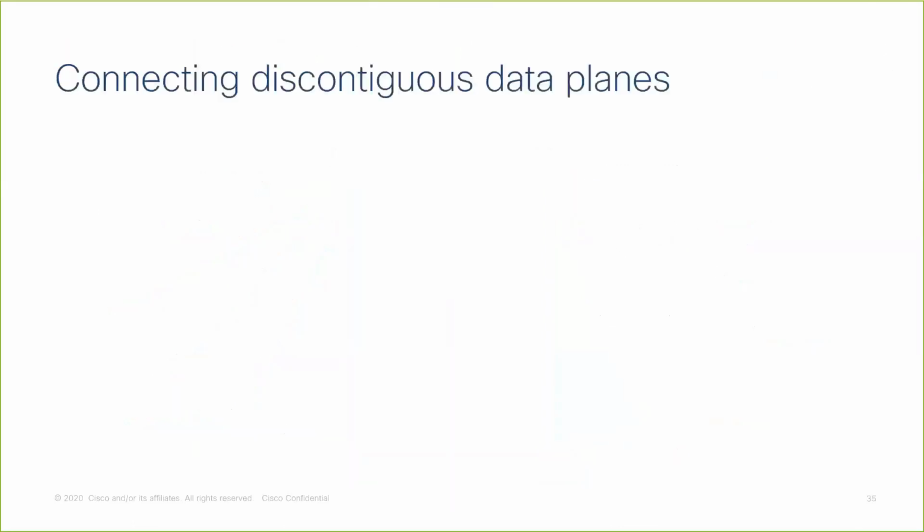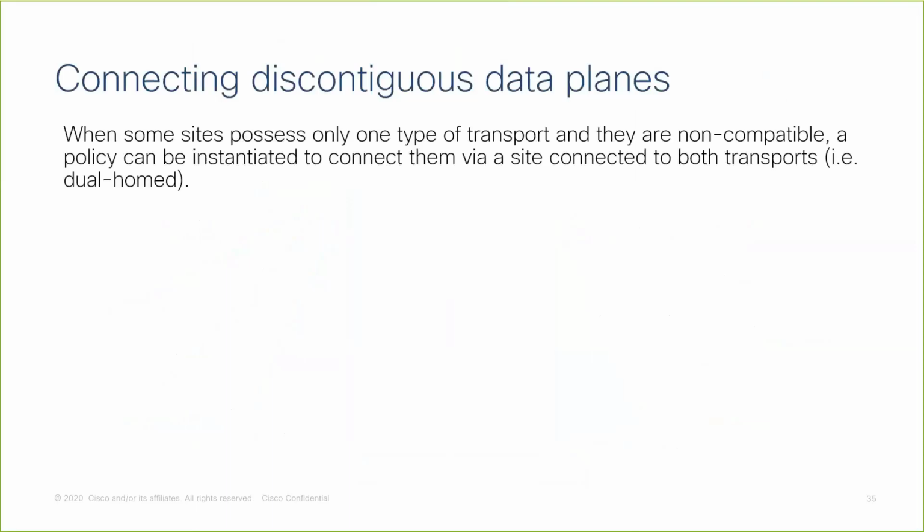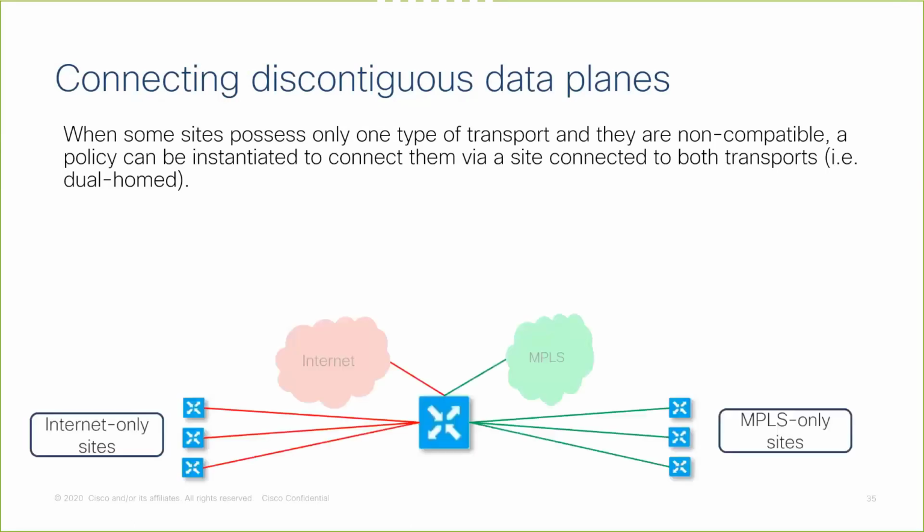Okay, so how do we connect these contiguous data planes? This is something we have mentioned earlier. So whenever you have devices that have different kinds of transport, let's assume that you have one country in which you only can have internet connection. There's no MPLS available because your provider is not able to provide it. So what do we do? Well, not a problem. You can have a set of devices only connected to MPLS and another set of devices only connected to internet. What do we do? You would designate one hub in the middle that will be dual homed.